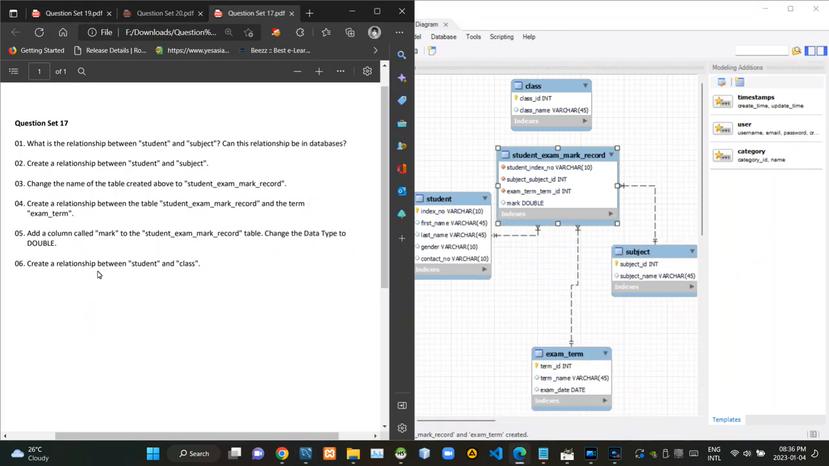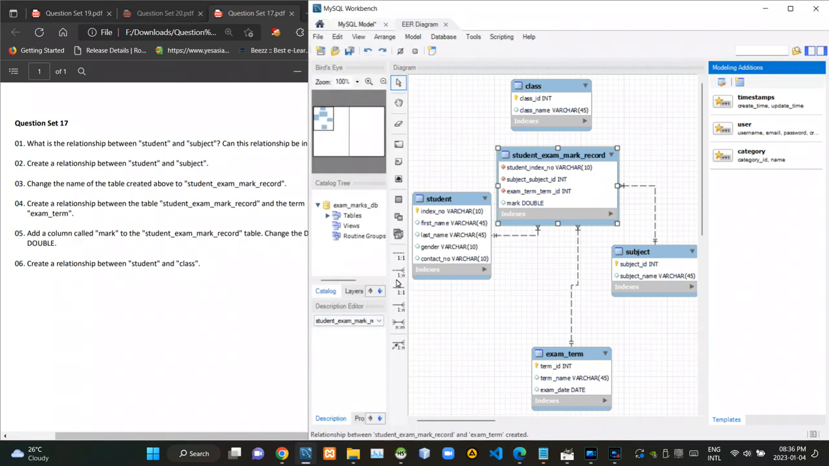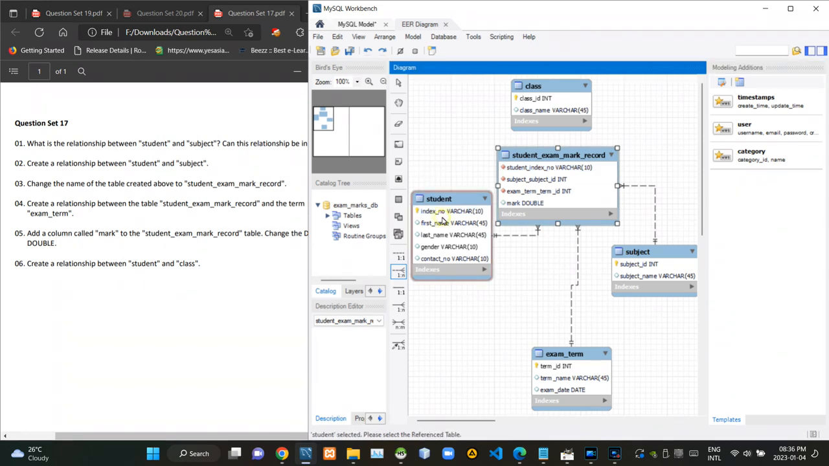Then in the next question, they are asking what is the relationship between the class and student tables. Obviously, that must be a one-to-many relationship because there are several students in a single class. So now I'm going to mark it in our ER diagram like this.